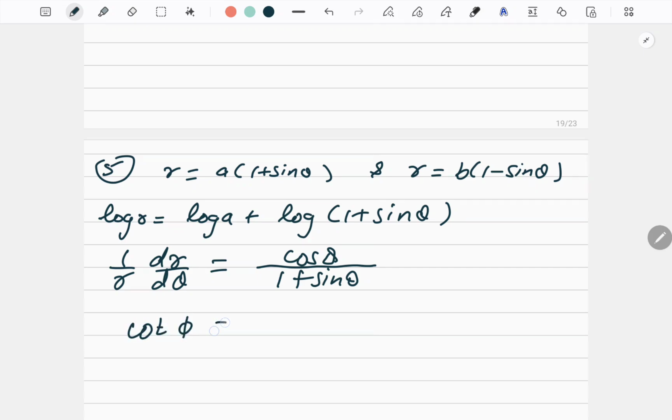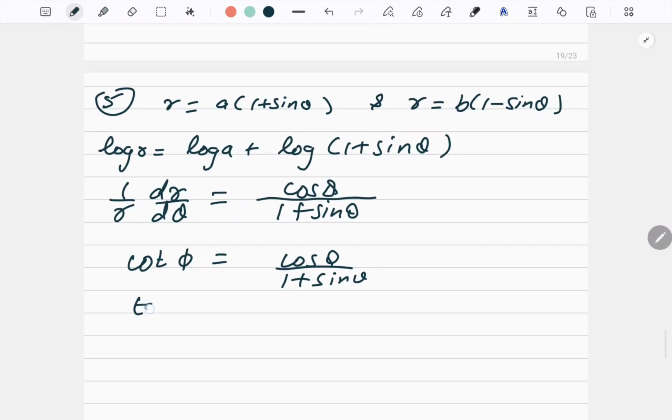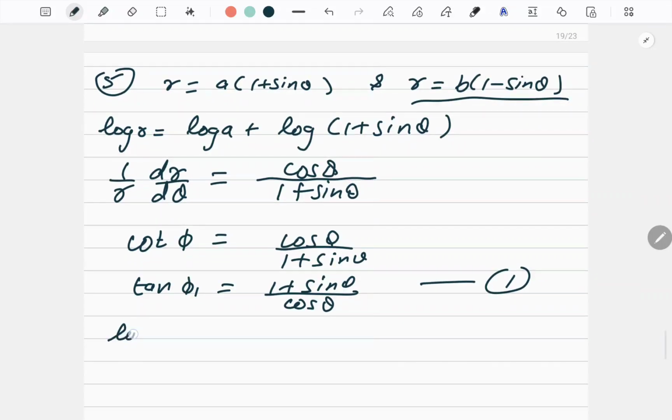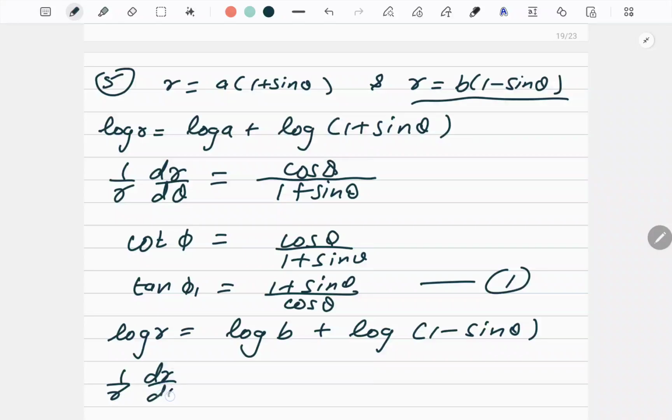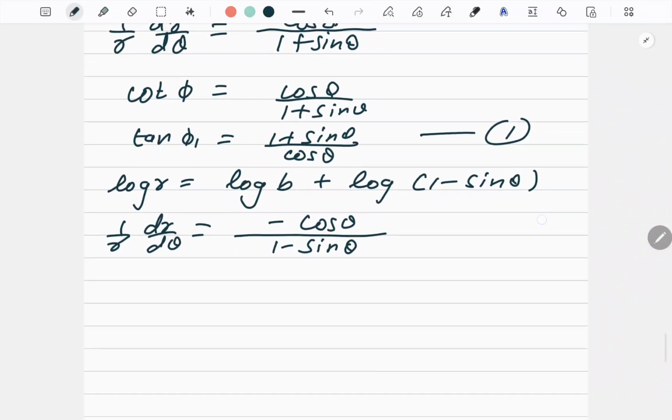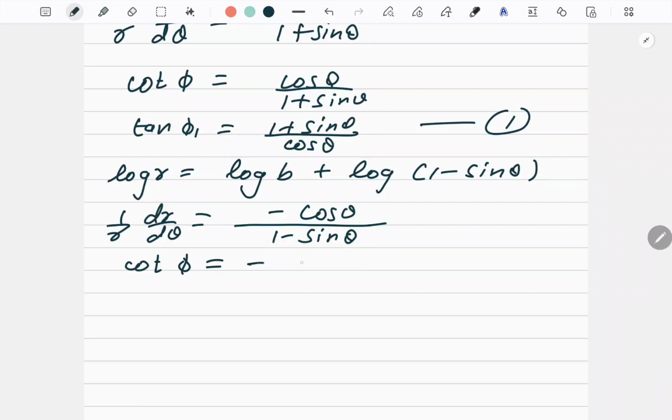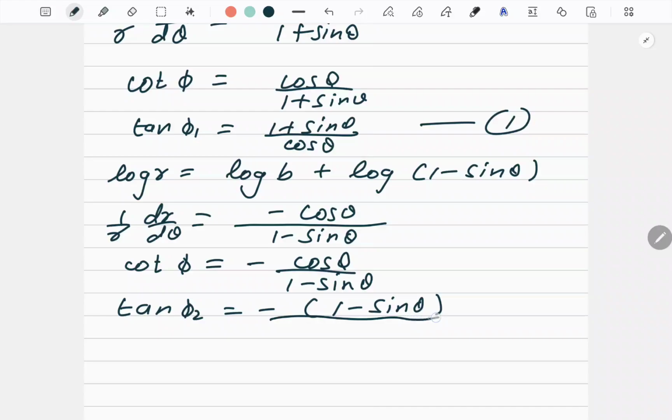Okay, so cot phi is equal to cos theta upon 1 plus sine theta. So tan of phi 1 is equal to 1 plus sine theta upon cos theta. Let it be equation number 1. Go to the second curve now. So log r is equal to log b plus log of 1 minus sine theta. Okay, so 1 by r dr by d theta is equal to 1 minus sine theta and minus cos theta. So cot phi is equal to minus cos theta upon 1 minus sine theta. And tan of phi 2 is equal to minus 1 minus sine theta upon cos theta.